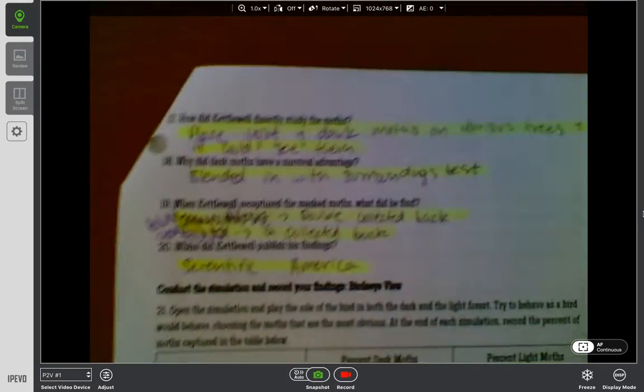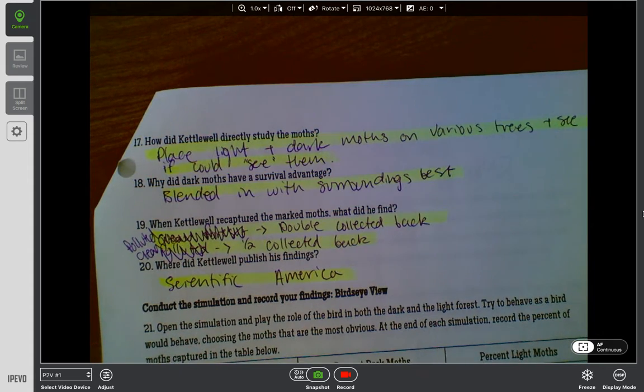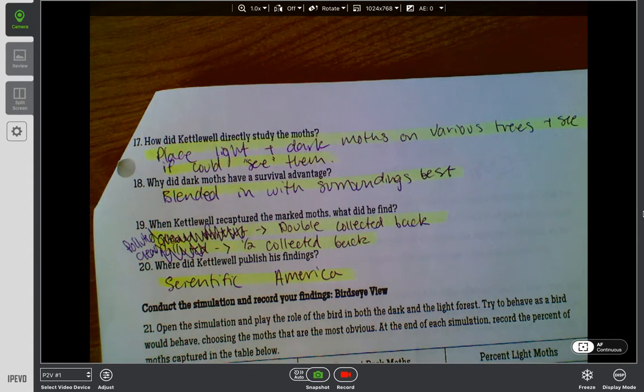Number 17, how did Kettlewell directly study the moth? He would place light and dark moths on various trees and just literally see if he could see them, because that was the easiest, to go to their environment and see which ones were easiest to see or not see. So why did dark moths have a survival advantage? They literally blended in with the surroundings best. If a bird is going to come along, they're going to look for the easy target, not the one that they can barely see.